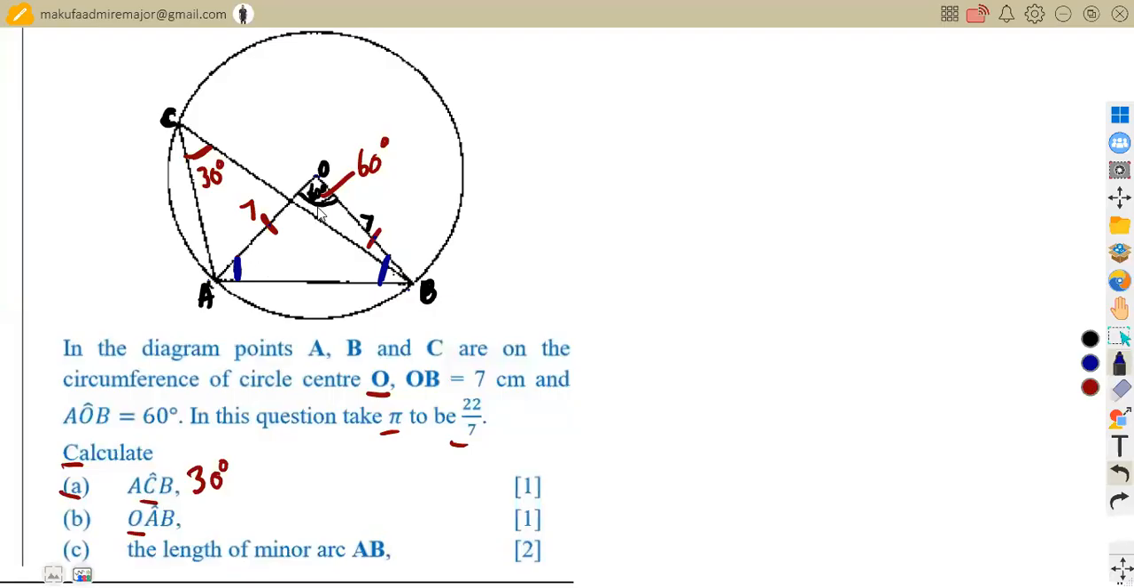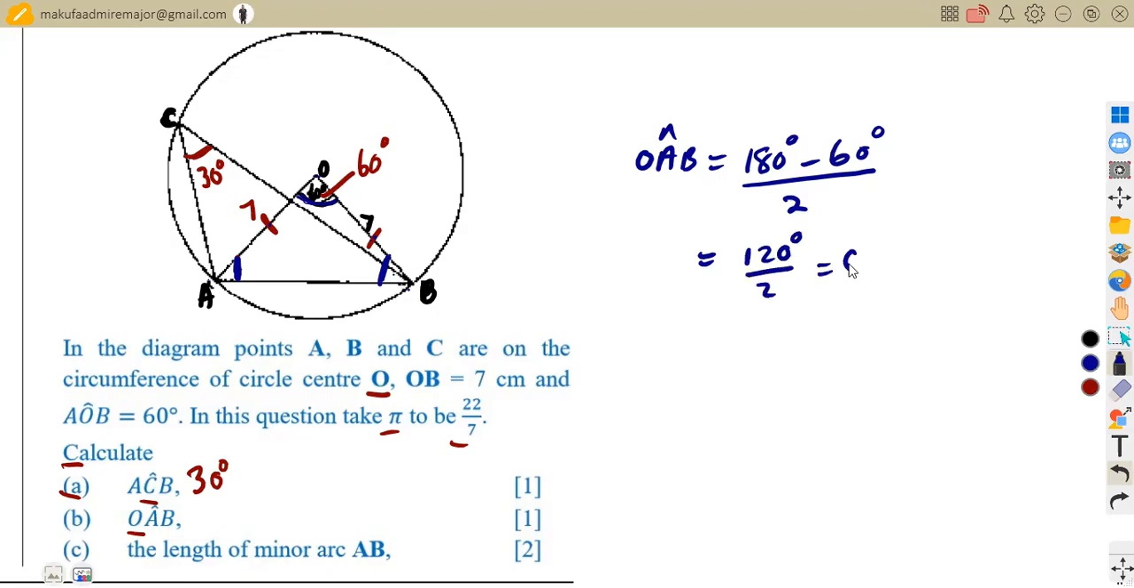So if they are equal, we can simply subtract this angle of 60 degrees in triangle OAB. We are dealing with this triangle OAB. So we can subtract this angle to find angle OAB. We can subtract 180 minus 60 degrees. Then whatever we get, we divide by 2, since these two angles are equal. So 180 minus 60 is going to give us 120, divided by 2, which is going to give us 60 degrees. So this angle is 60, this angle is 60 degrees.